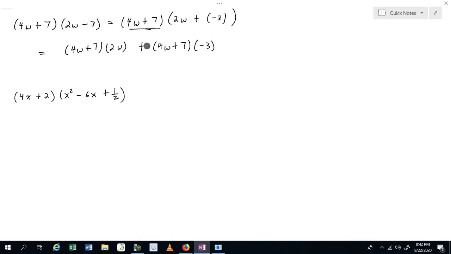And notice these terms are being added, right? Because this is a plus sign. And now that we have this, now we're going to distribute the 2w to both of these terms. Okay, so let's see, what do we get? 2w times 4w. And then 2w times 7. Plus, distribute the minus 3 to here. Okay, so you get 4w times minus 3 plus 7 times minus 3.